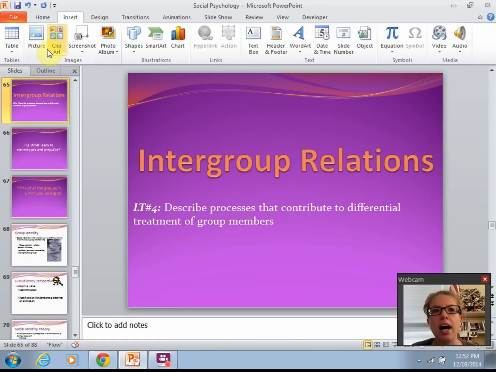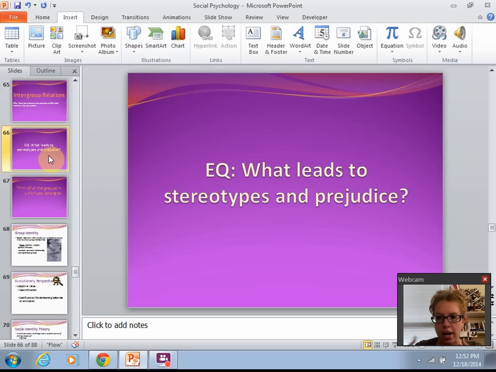Psychologists, specifically social psychologists, are very interested in studying intergroup relations. What they want to study is how we treat people who are not part of our group and how that's different from how we treat people who are actually part of our group. Basically, what they're trying to discover, like I said, is what leads to stereotypes and prejudice.